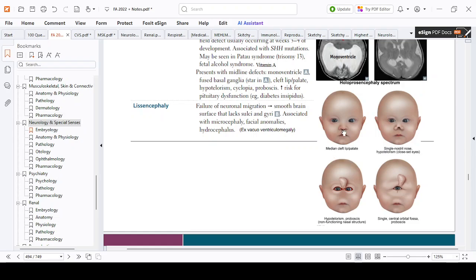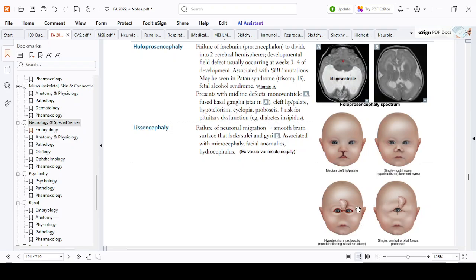Okay, can be cleft lip, cleft palate, can be single nostril. Okay, close set eyes, the hypotelorism, proboscis, non-functioning nasal structure. It can be central orbital fossa. Okay, so all of these, remember, basically the proboscis means non-functioning nasal structure.